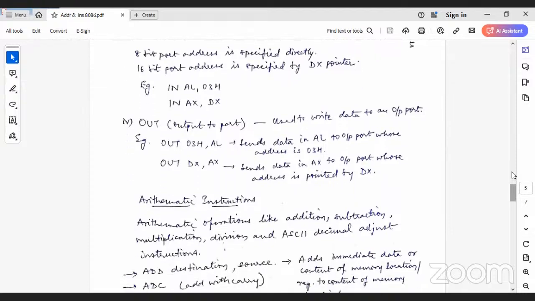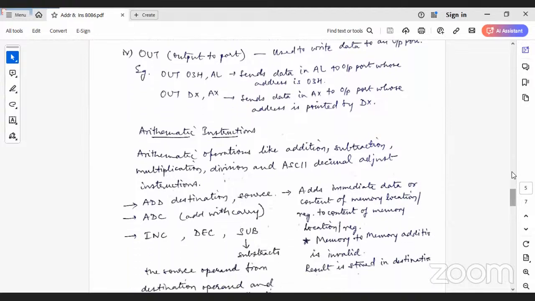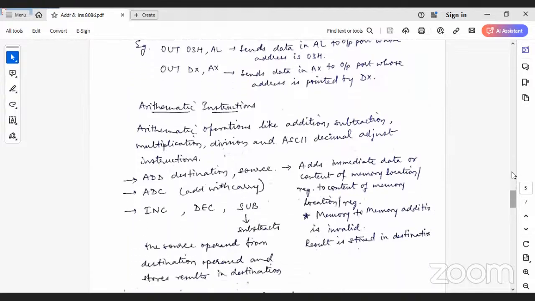Then next is your arithmetic instructions. So we are familiar that 8085 does addition and subtraction. But for multiplication and division, we do not have any instructions in 8085. Multiplication you do by repeated addition, and division by repeated subtraction. But since this is an advanced version of 8085, you also have multiplication and division. Apart from these two, you also have the ASCII decimal adjust instruction.